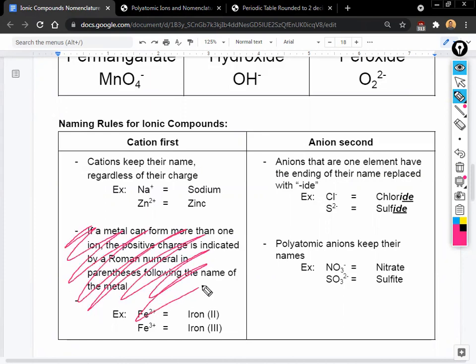So make sure you don't cross it out because you will be needing them. But we're going to ignore this section for today, okay? We're going to be looking at this rule and these two rules.